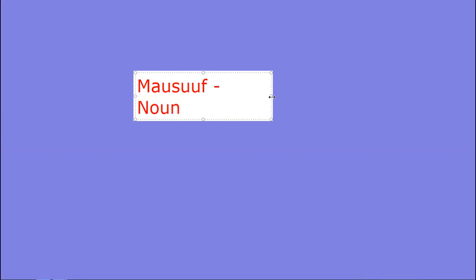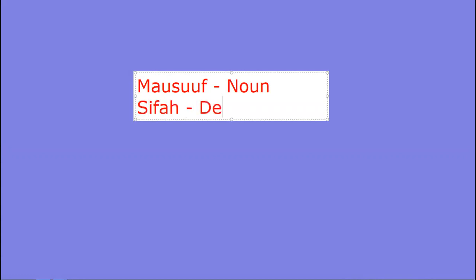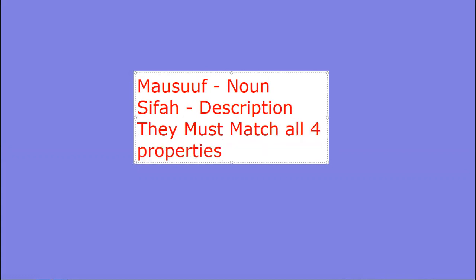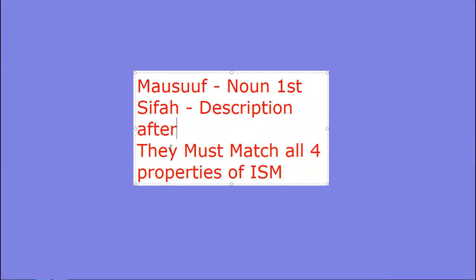and sifa is its description, and they must match all four properties of ism. Okay, so Mawsuf will come first. Mawsuf always comes first, and Sifa always comes after. Okay, and they must match all four properties. If this description matches, then this word is our Mawsuf and Sifa. Easy enough?